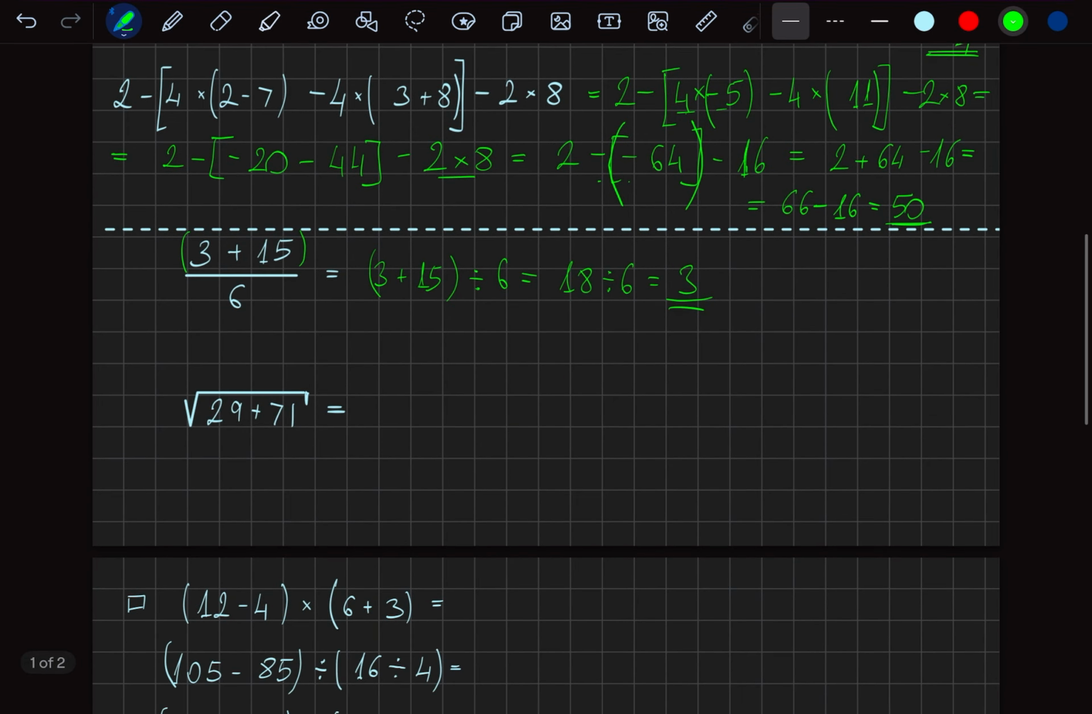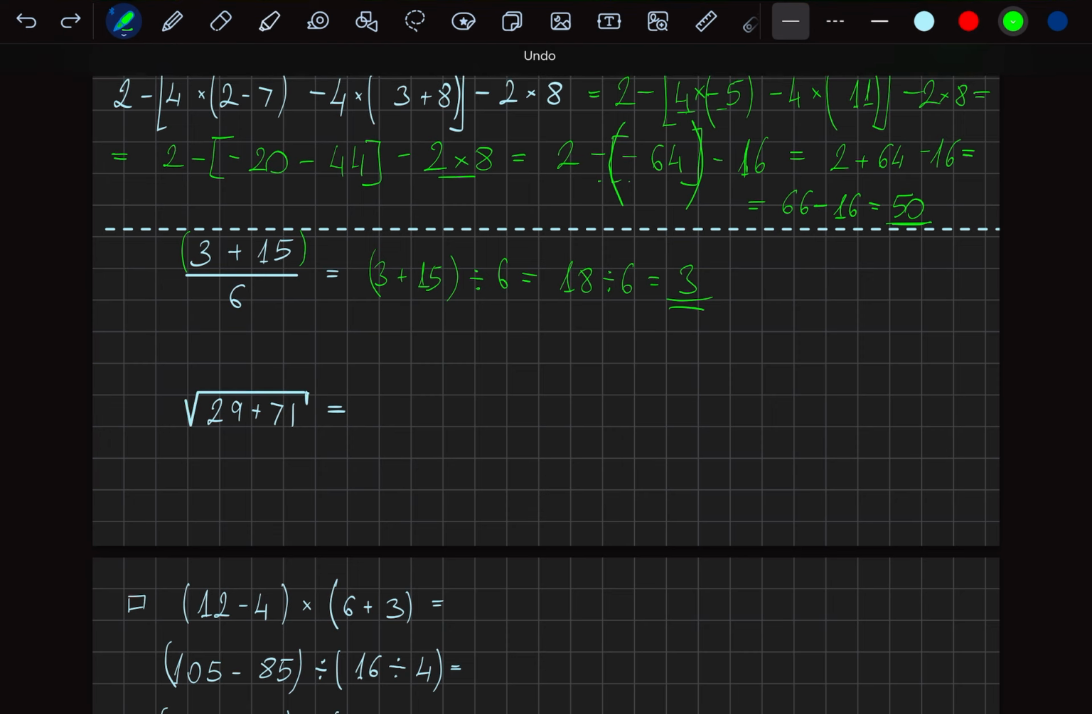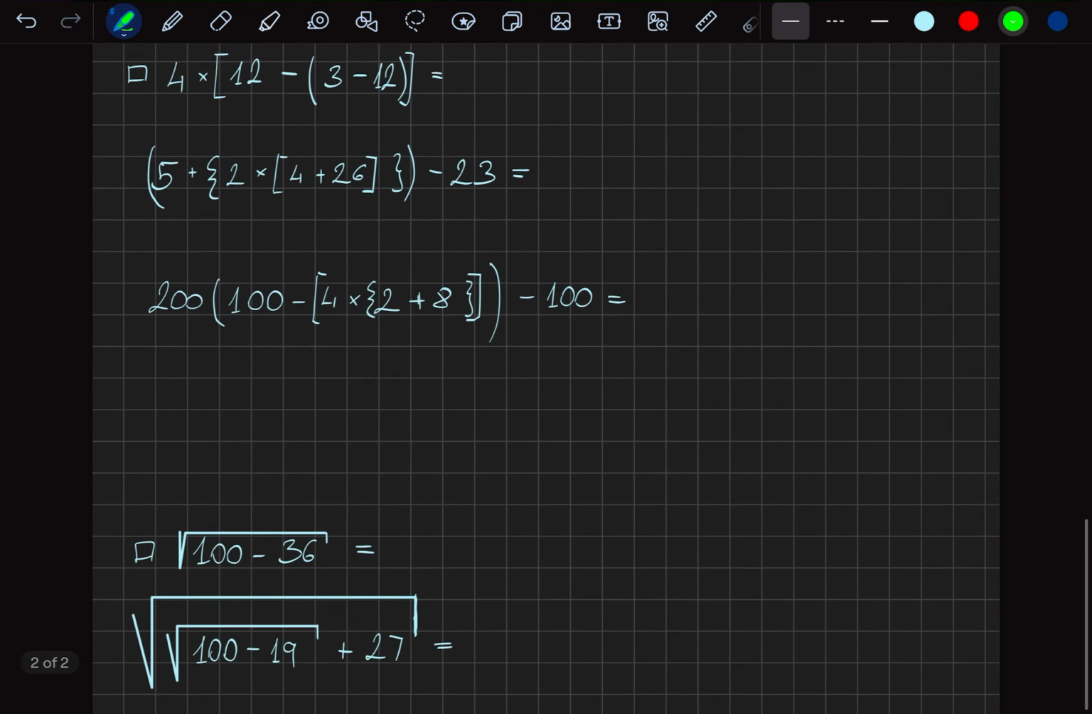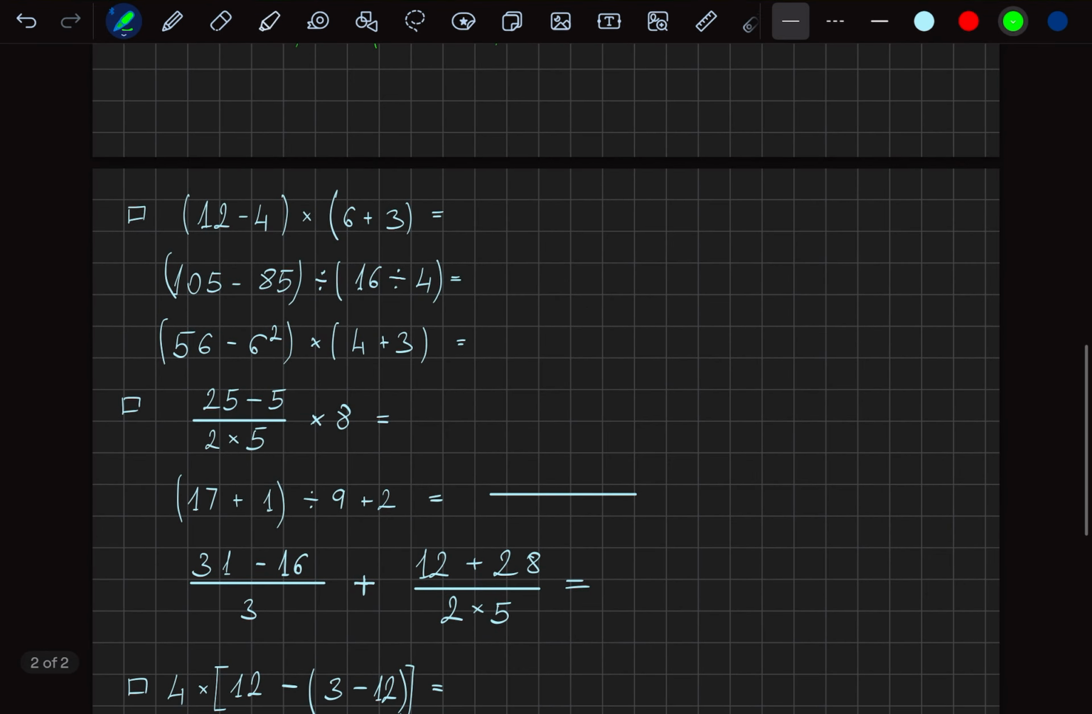And the same with the roots. So first we add, because it's 29 plus 71 to the power 1 over 2. We just talked about that in the last video. And if I add this, okay, it's 100. Square root of 100, and it's 10. And the last page, it's just some practice. Okay, it's mixed problems.